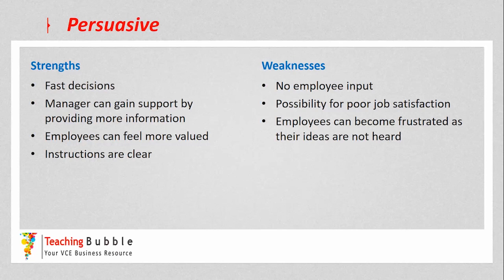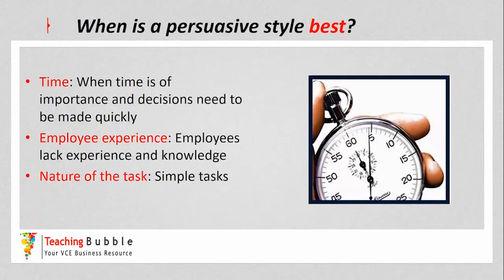However, once again, there's no employee input, so that can lead to a smaller pool of ideas and also hurt job satisfaction because the employees are not involved in decision making. Employees can also become really frustrated if their ideas are not heard, which is really similar to the autocratic style. So if we look at when the persuasive style is best, it's very similar to the autocratic in terms of time: when decisions need to be made quickly, when employees lack experience and knowledge, and again with very simple tasks. It's just that now there's more information provided to the employees about why a decision has been made.